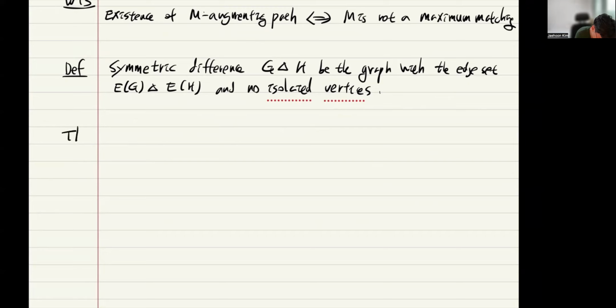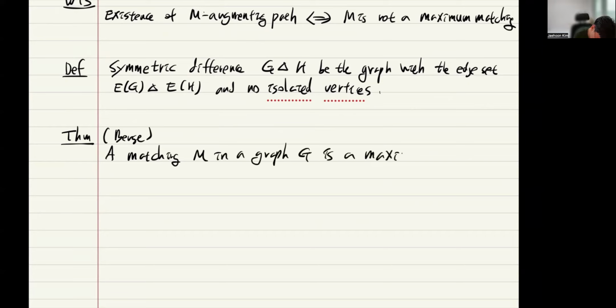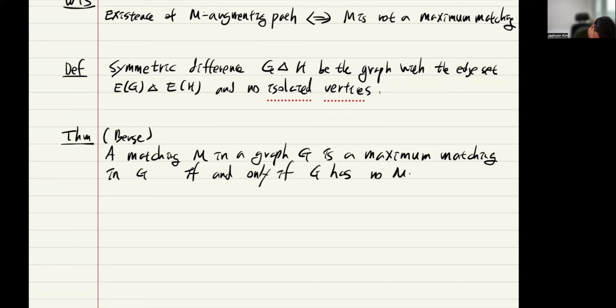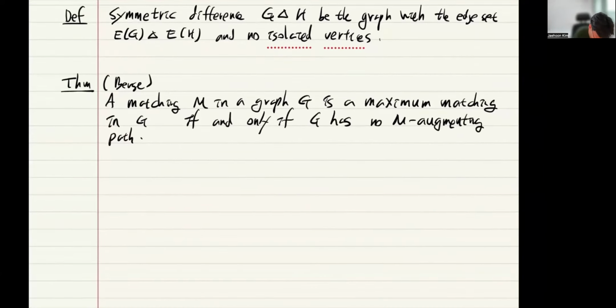Then we can prove the theorem by Berge: a matching M in a graph G is a maximum matching in G if and only if G has no M-augmenting paths. And we can prove this. This direction is kind of easy. How?